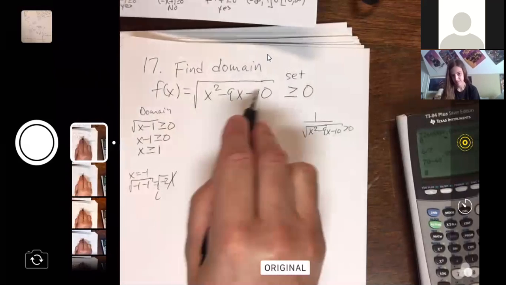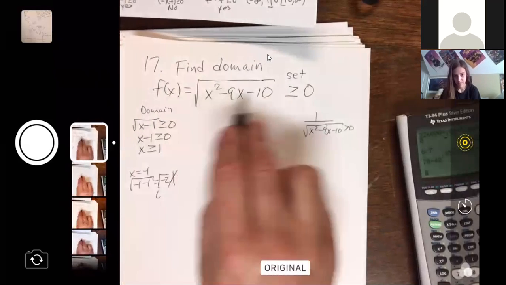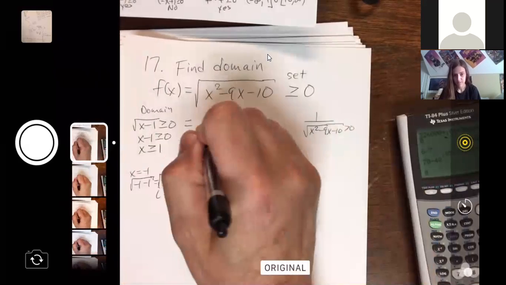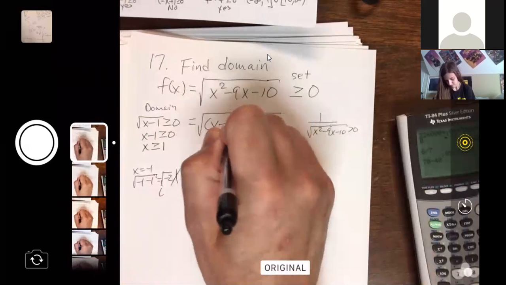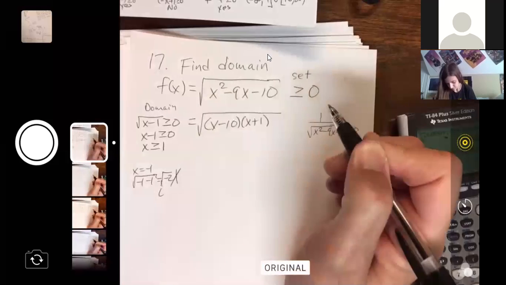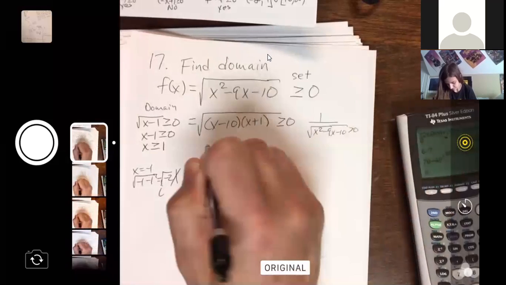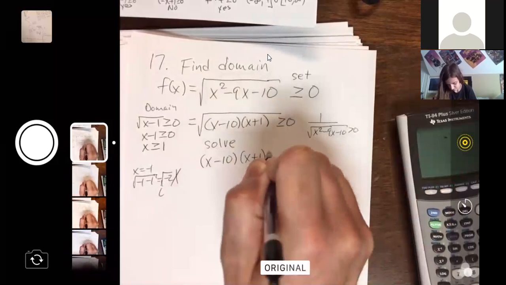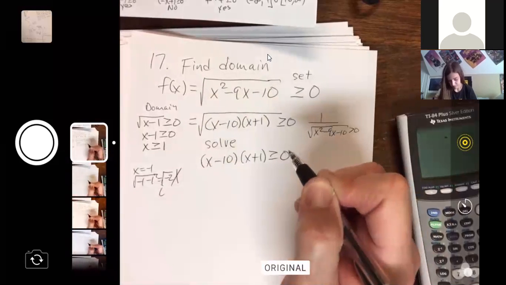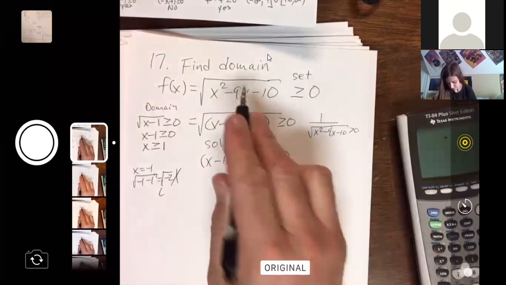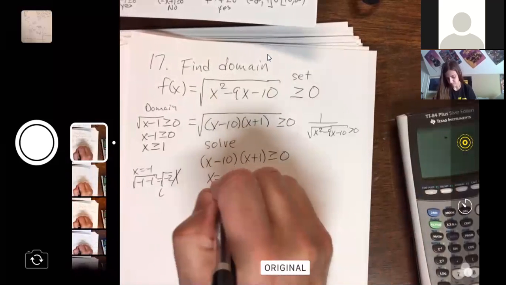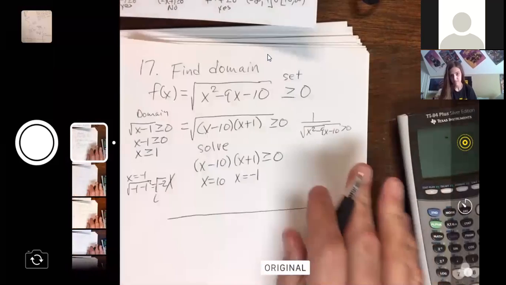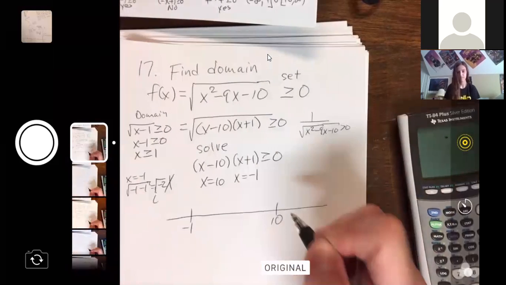So yeah, this one's more complicated than this. It's the same principle, but it's more complicated because you've got the squared term and a number. So you're going to want to factor it: x minus 10, x plus 1. And basically you're going to solve x minus 10, x plus 1 greater than or equal to 0. The answers out of this will be the domain. Well, x is 10 and x is -1. And when I put those on the number line, -1 comes first, 10 comes second.